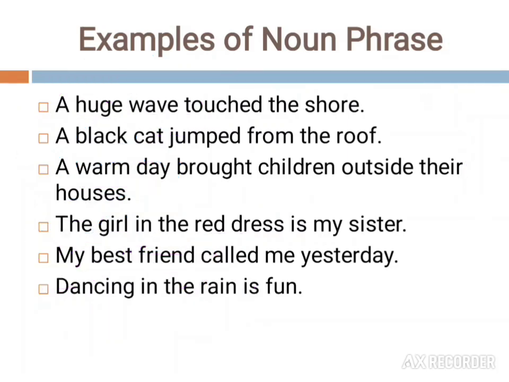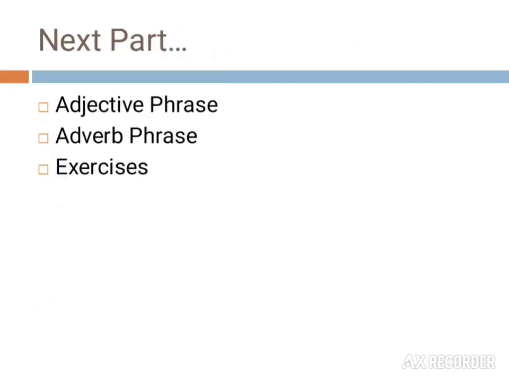So I hope the noun phrase is clear to you. This topic is very much crystal clear, I could say. So the next topics, that is the adjective phrase and adverb phrase, we will be doing in the next part, the next video, and then we will take up some exercises of all the three topics.